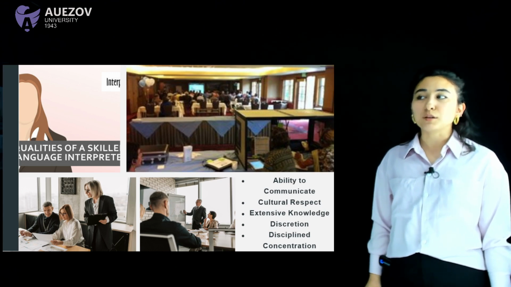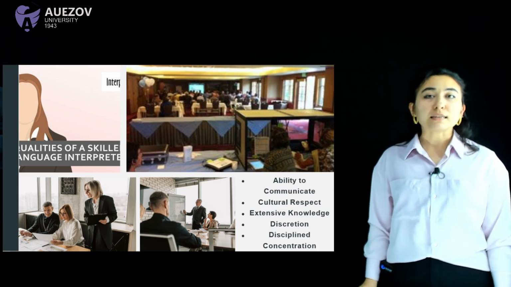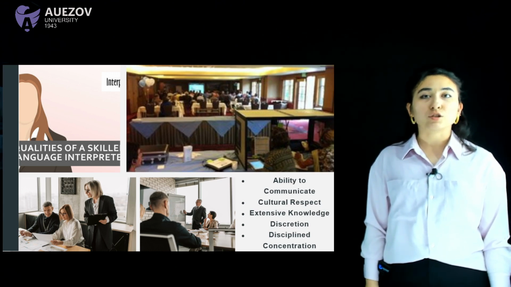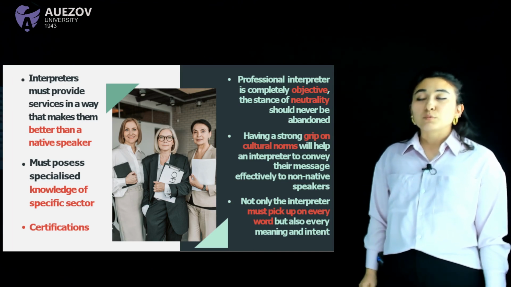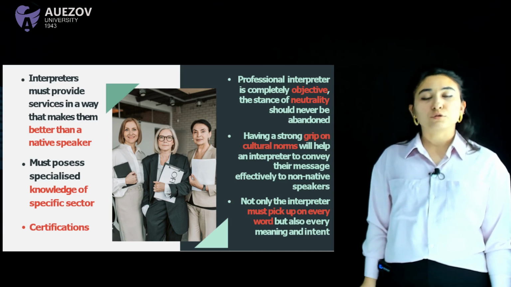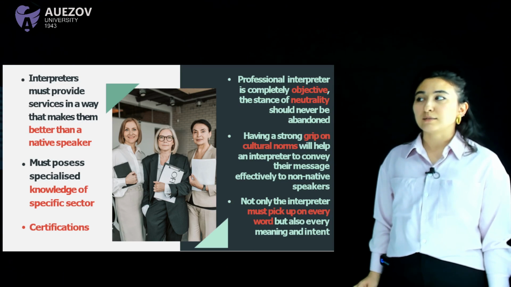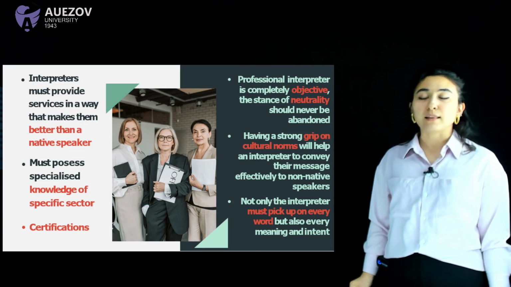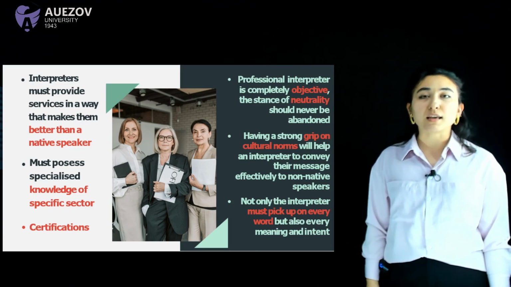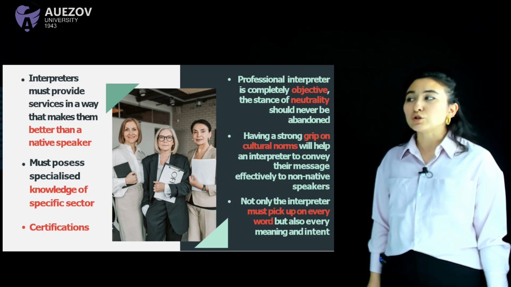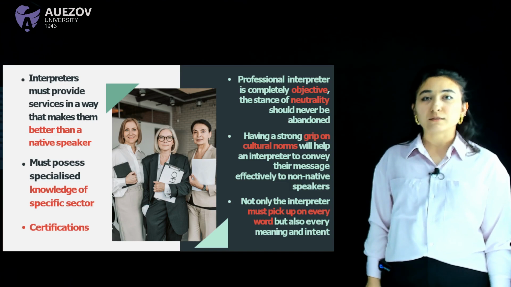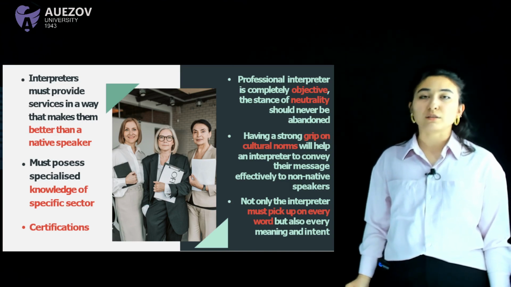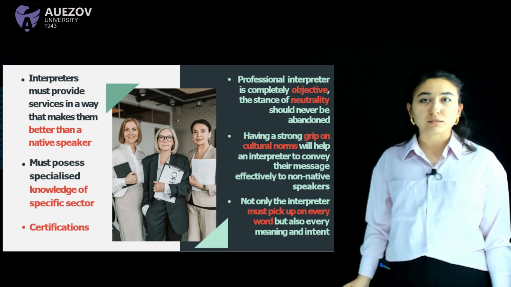Next is extensive knowledge, discretion, discipline. The interpreter should be disciplined and should be concentrated, so he should always be focused on the topic. Next, what are the tips that we can give to the interpreter? This is that he should possess the language even better than a native speaker, then the knowledge of specific sector. Next, certificates, documentation that gives the information that the interpreter has a special skill.